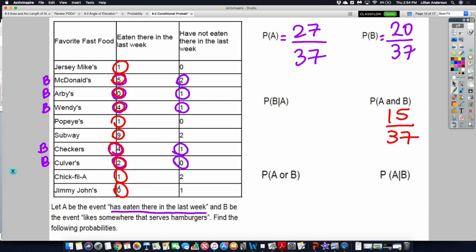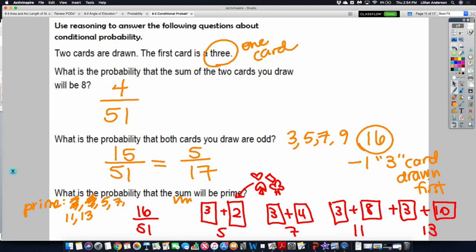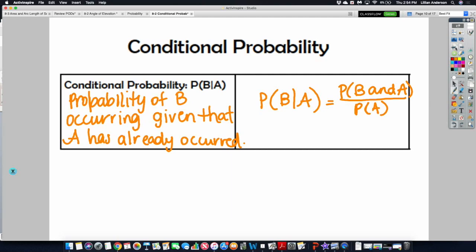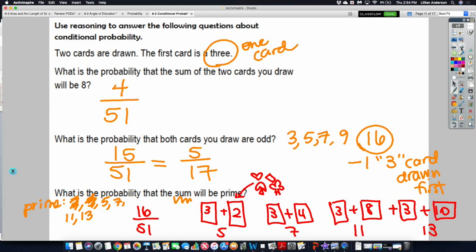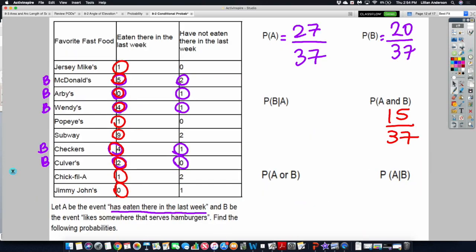But now that we have that all done, we can actually do these next ones that have the line involved. Remember, the line indicates conditional probability. And if you look back at the formula, the probability of B given A is equal to the probability of B and A all over the probability of A. So I'm going to rewrite that here.